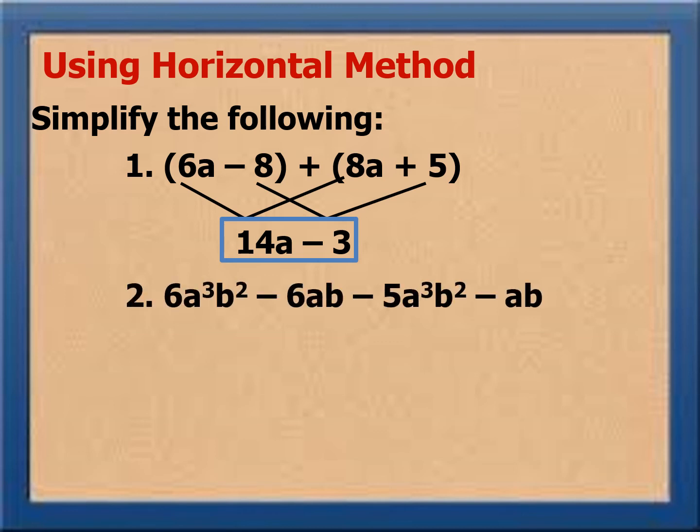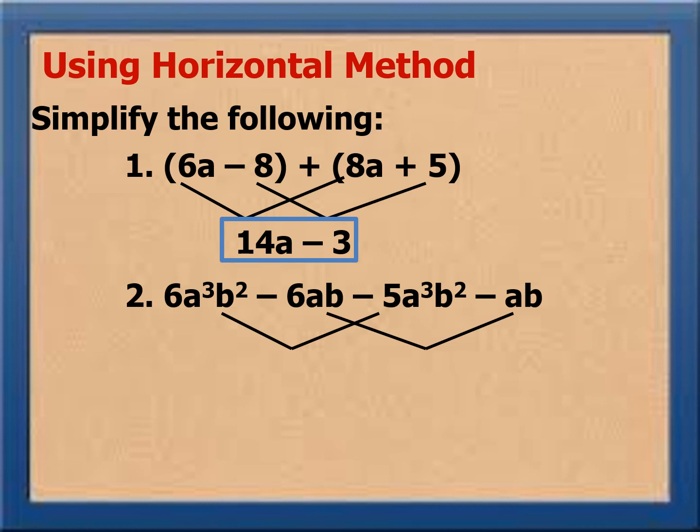Next, 6a cubed b squared minus 6ab minus 5a cubed b squared minus ab. What are the terms that can be combined? We look at the variables, a and b, and also the exponents. We can combine 6a cubed b squared and -5a cubed b squared, and also -6ab and -ab.